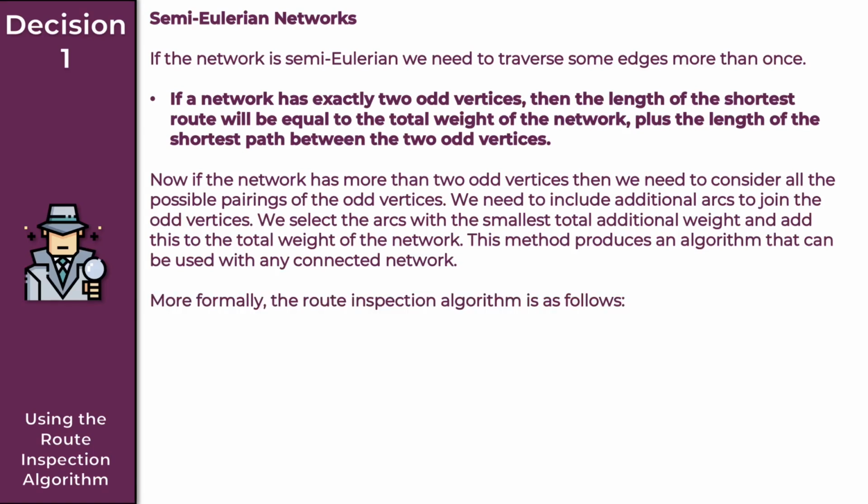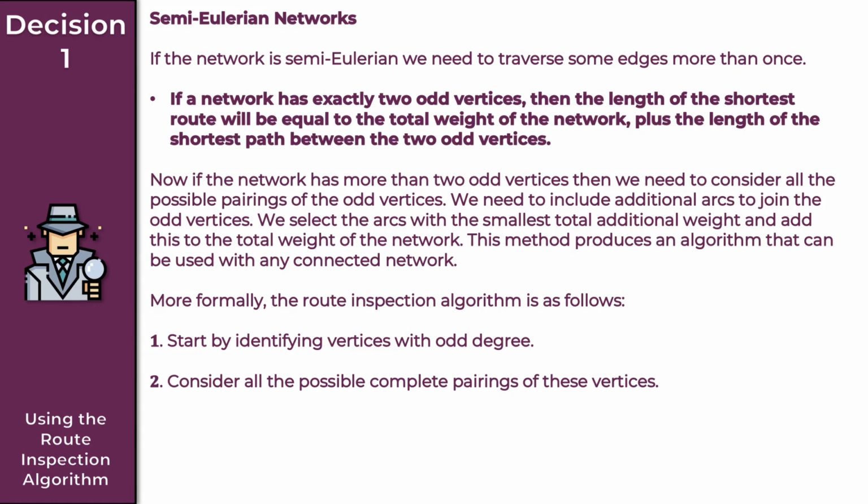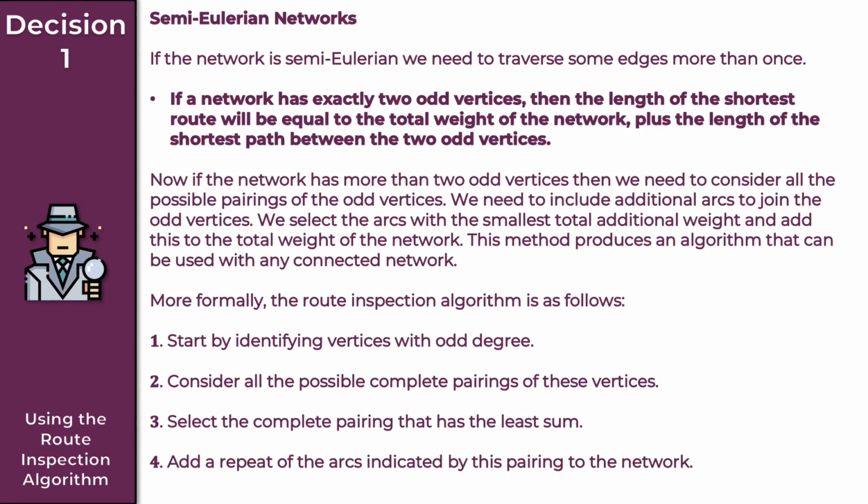More formally, the route inspection algorithm is as follows. For step 1, we start by identifying vertices with odd degree. Step 2, we consider all the possible complete pairings of these vertices. For step 3, we select the complete pairing that has the least sum. And finally for step 4, we add a repeat of the arcs indicated by this pairing to the network. As you can see, generally speaking, the route inspection algorithm is pretty straightforward. That concludes this introduction to the route inspection algorithm.